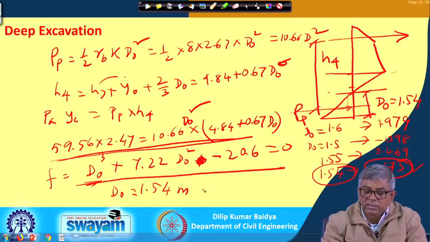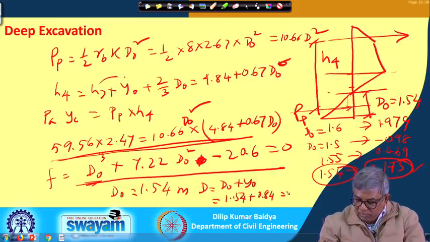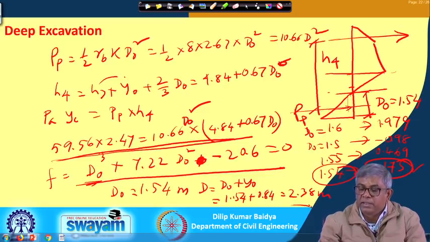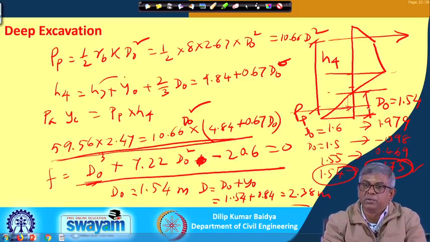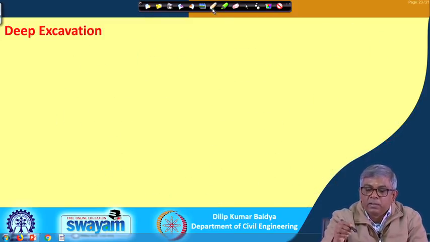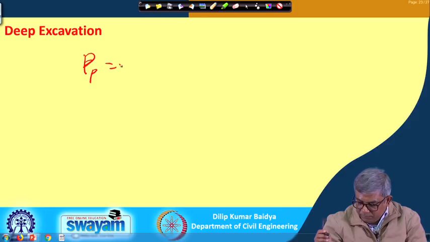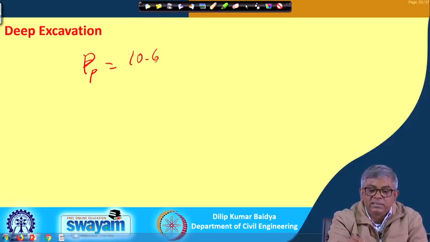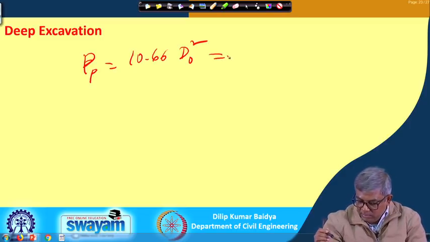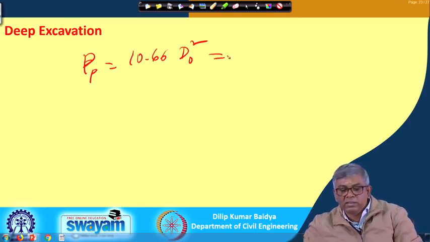Now, once you know D naught, then D will be equal to D naught plus Y naught. So, that means 1.54 plus 0.84, that becomes your 2.38 meter. And then based on that, D naught is already known now, P A is already known, 59 point something. So, I can find out P P now. P P will be equal to 10.66 D naught square, so that becomes some value.